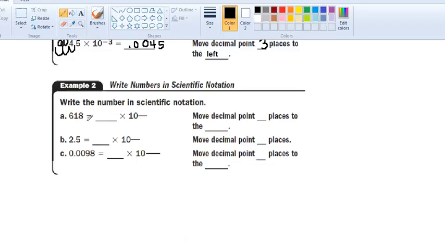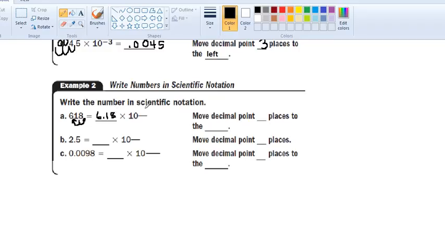Now here's an example that some people have a little trouble with. 618 is not written in scientific notation because it's bigger than 10. So what we've got to do is, we know the decimal point is really right there. It's 618.000. We're going to figure out if we moved it between the 6 and the 1, that puts it between 1 and 10. That makes it 6.18.